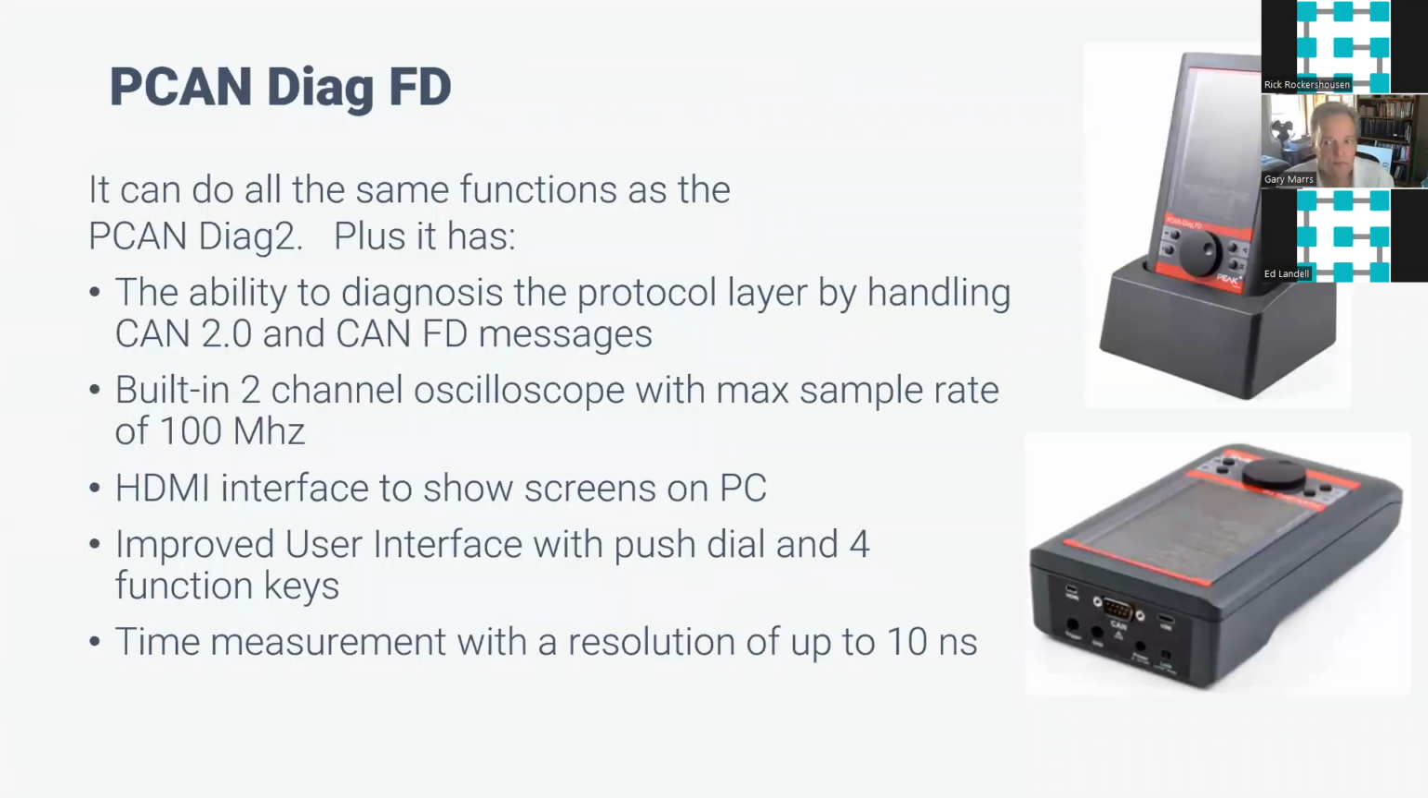The third tool is the Pecan-Diag FD, which is a really nice upgrade from the Pecan-Diag 2. Part of its upgrade is it can handle CAN 2.0 and FD messages on the same network. It has a more enhanced oscilloscope with a max sample rate of 100 megahertz, much higher resolution on the screen.